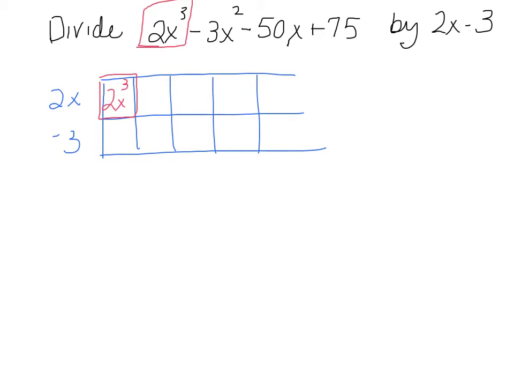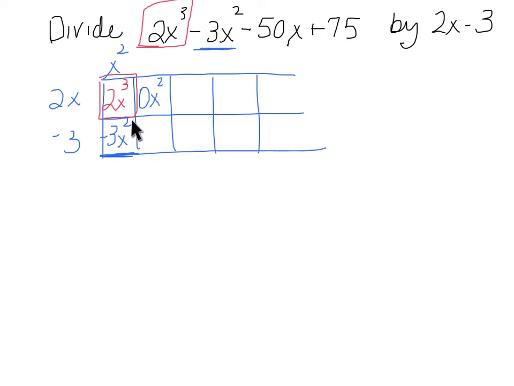And then you say to yourself, 2x times what is 2x to the third? Well, that would be x squared, right? And then you're going to multiply down here. So I have negative 3x squared. Moving to the next term. Well, negative 3x squared, I already have one. So I need a 0x squared. Adding these two terms together will get me this term.